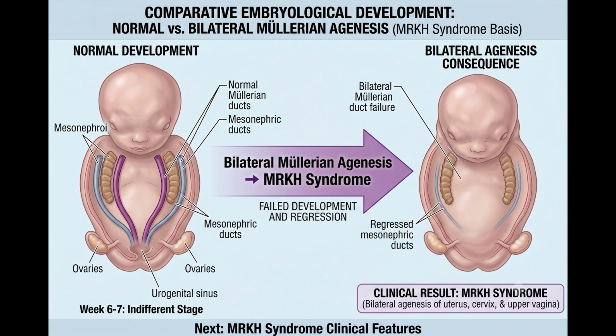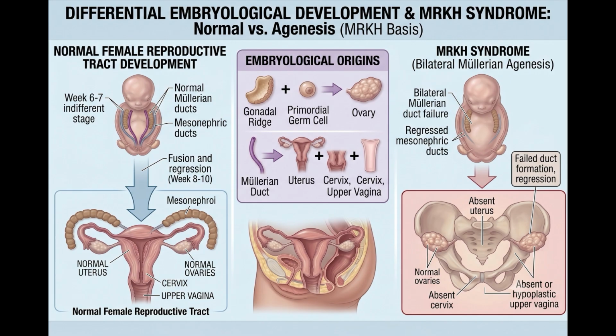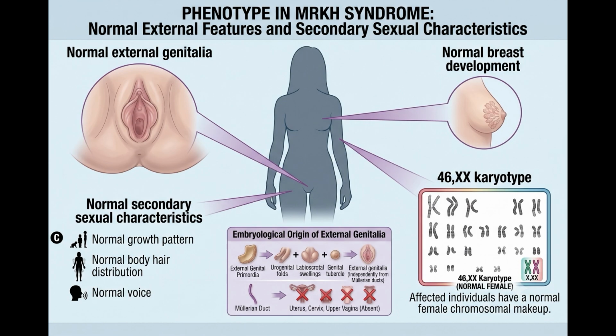Bilateral Müllerian agenesis is most commonly encountered clinically as Mayer-Rokitansky-Kuster-Hauser syndrome, or MRKH syndrome. MRKH syndrome results from failure of normal development of both Müllerian ducts during early embryogenesis. As a consequence, the uterus and the upper two-thirds of the vagina are absent or severely underdeveloped. Despite this, the ovaries are usually completely normal. This is because the ovaries develop from the gonadal ridges and primordial germ cells rather than from the Müllerian ducts. The external genitalia also develop normally because they arise from different embryological structures.